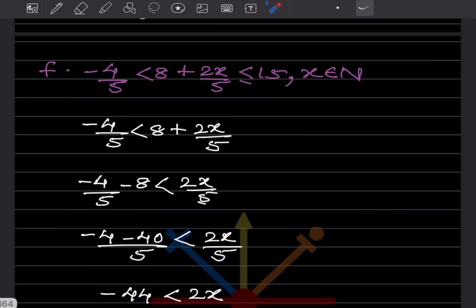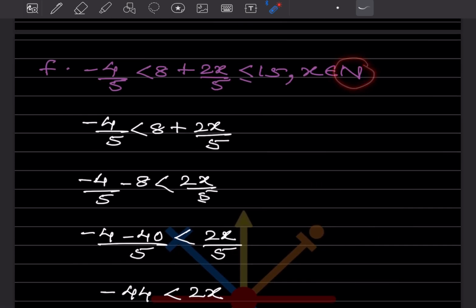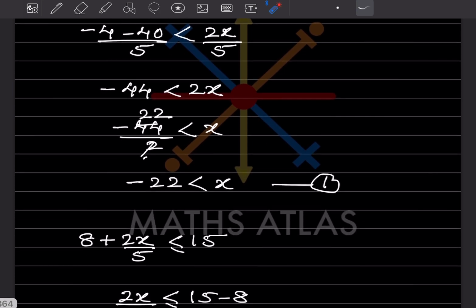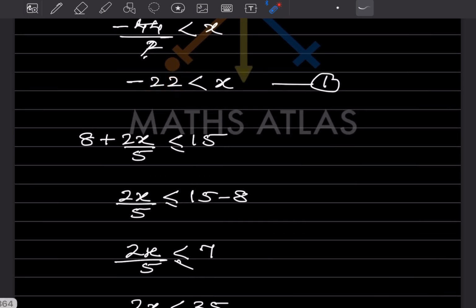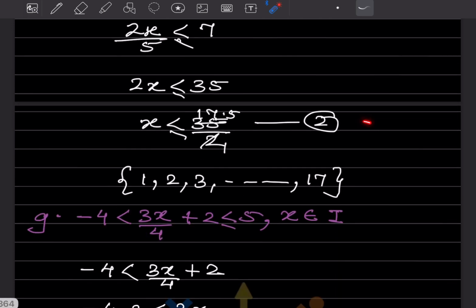But now since here it says it's a natural number, natural number means it will start with 1, 2. So we don't have to consider this first one because it's a negative number. So here we can just consider the second part. Because that minus is not included in the natural numbers, it starts with 1, 2 and so on. So now this is 17.5, so this will be x is less than or equal to 17.5.